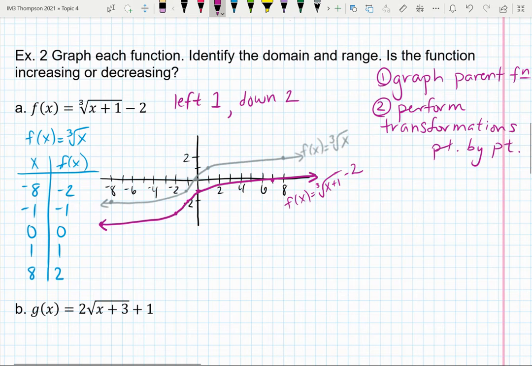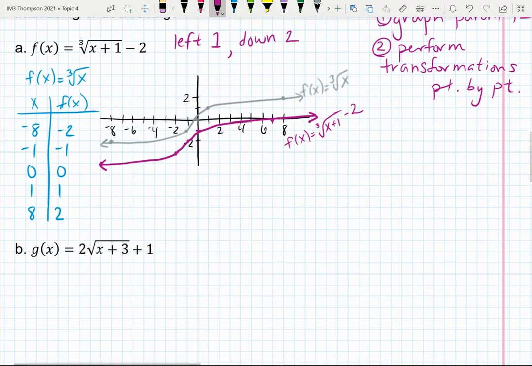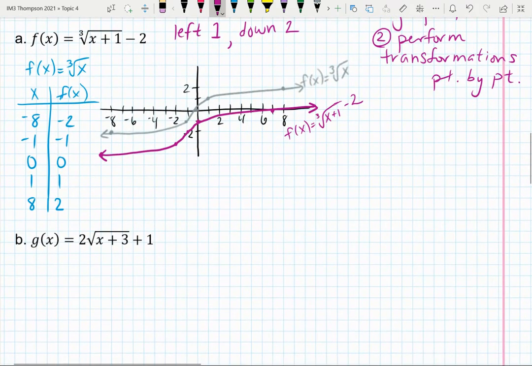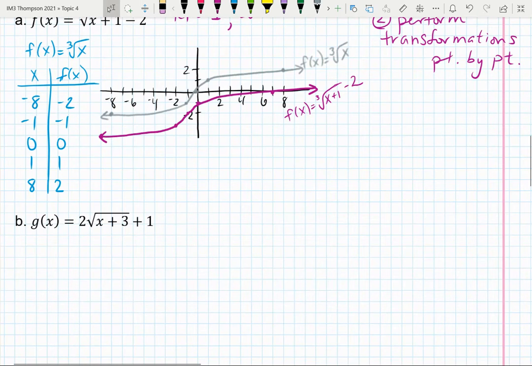All right, cool. So B, we'll do it again. So B, calling this g of x equal to 2 times the square root of x plus 3, all plus 1.